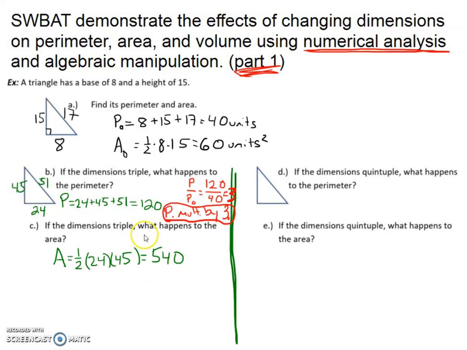But again, my real question is, how has that changed compared to the original? So what I'm going to do is my area divided by my original area. In this case, that would be 540 divided by 60, which comes out to 9. Now you notice this is not the same thing. The dimensions tripled, the perimeter tripled. The dimensions tripled, the area multiplied by 9. And that's going to be our answer to this question. Area multiplies by 9.